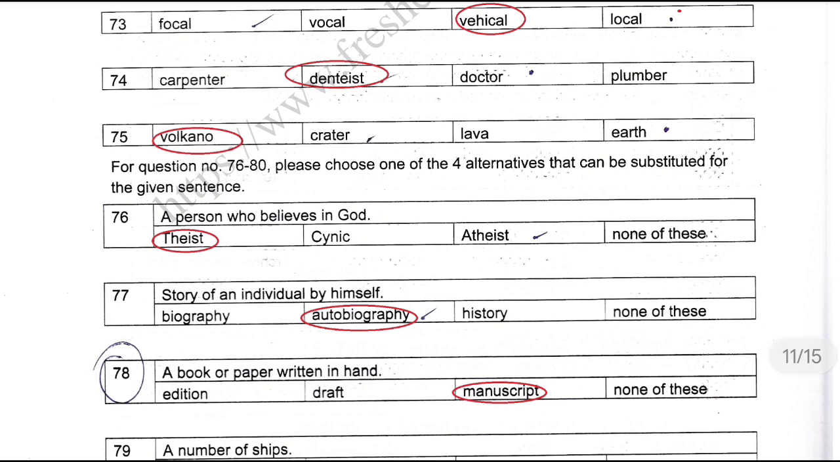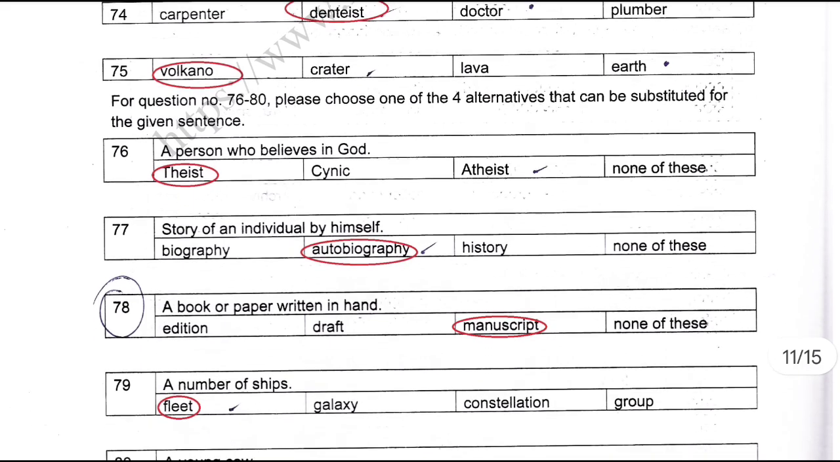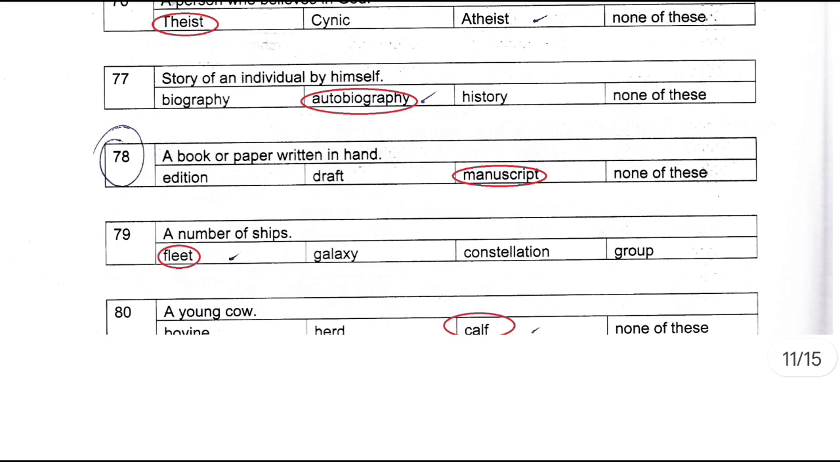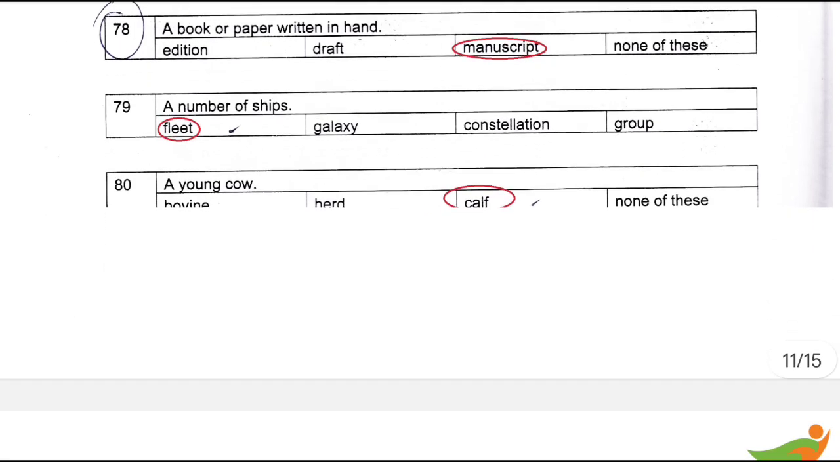For questions 76 to 80, choose one of the four words that can be substituted for the given sentence. A person who believes in God: theist. The opposite is atheist. The story of an individual written by himself: autobiography. A book or paper written by hand: manuscript. A number of ships: fleet. A young cow: calf.